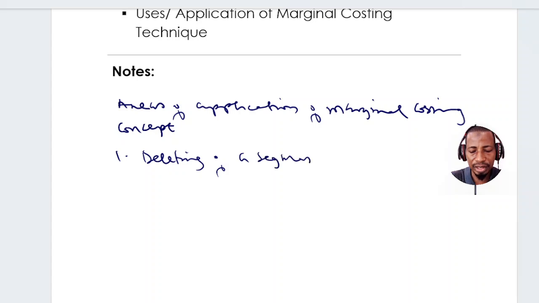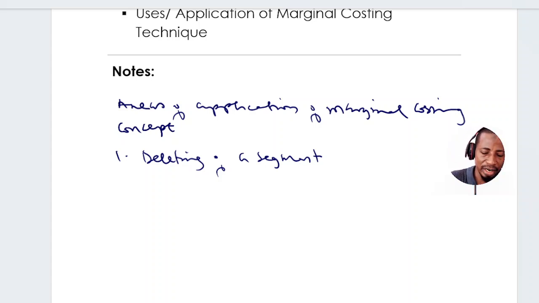Okay, deleting of a segment. We are going to discuss this in our subsequent class. Deleting of a segment will arise if a particular segment is operating at a loss. Management may be thinking of closing down the segment. The decision to close down or not would depend on the two perspectives we discussed earlier, the qualitative and the quantitative perspectives. So when we get there, I will explain what deleting of a segment is all about.